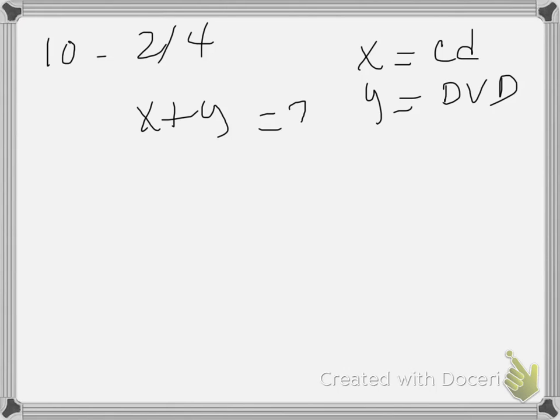Okay, now we're going to look at the money. So we're going to look at the dollar signs. What do we know about the CDs? How much is each one of the CDs? Okay, so each one of the CDs costs $4. So that means that's going to be 4X. What do we know about the DVDs? Did you answer it? Yeah, I think you did. So you know that they're $6 each. So it'll be 6Y. And what's the total amount of money he spent?